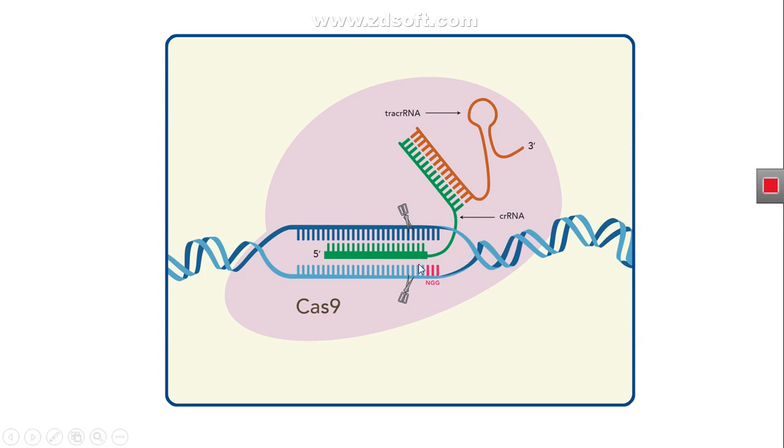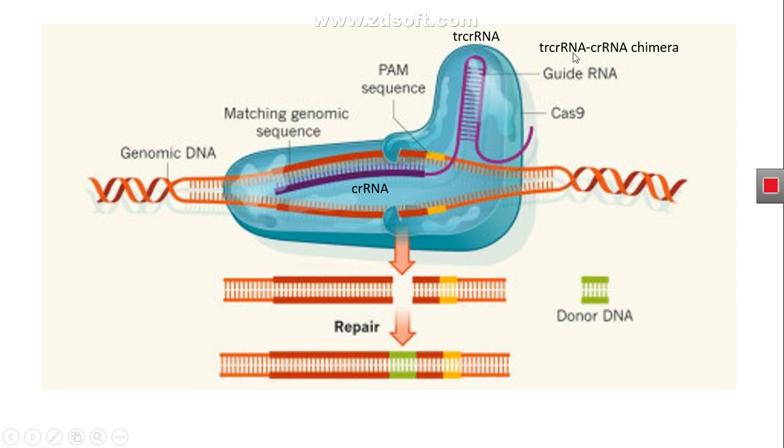So next what they do, they think it could be possible to combine these two RNAs, one is the Cris RNA and the other is the tracer RNA. So next they make the chimeric tracer RNA and Cris RNA. What is the chimeric? This is the combination of two RNAs. One is the Cris RNA.